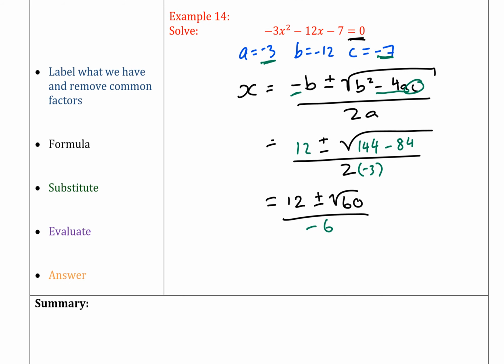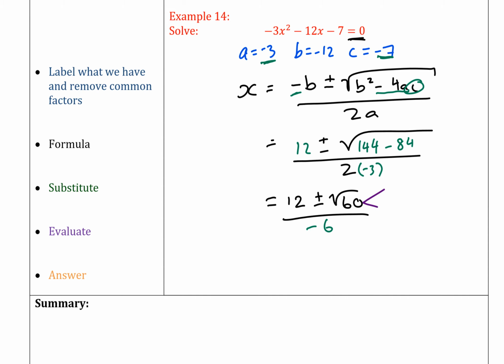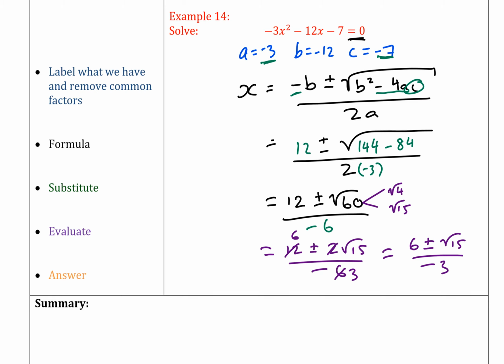Now this answer is not bad, but it's not simplified, because the square root of 60 could be the square root of 4 times the square root of 15. So we get 12 plus or minus 2 root 15 over -6. Well, 2 goes into -6 3 times and 12 6 times. So I've got 6 plus or minus root 15 over -3.